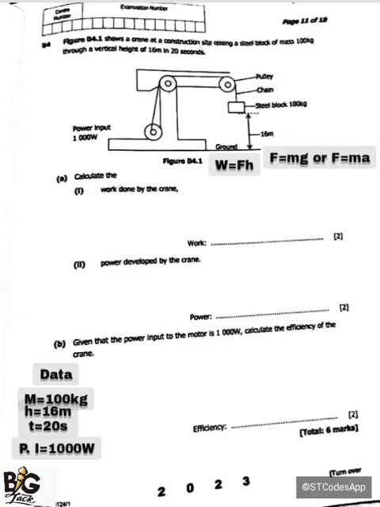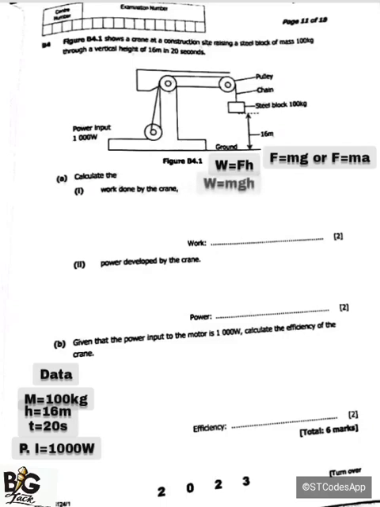So in the place of force, I'm going to put mg. The reason why I'm putting mg here is because work is done vertically. As a result, there will be gravity which is going to act downward on the steel block. So the formula for calculating the work done here is work done is equal to mgh.